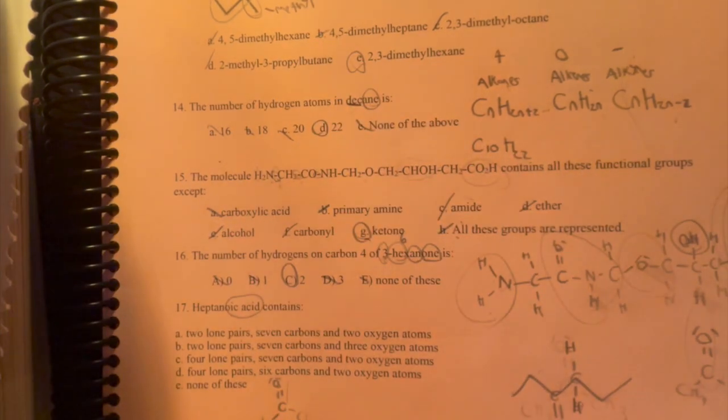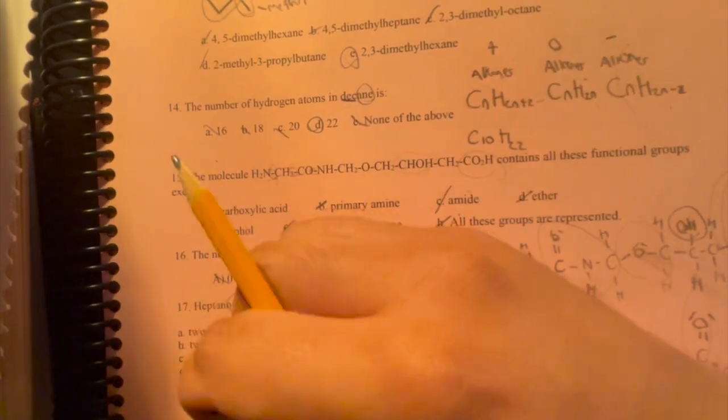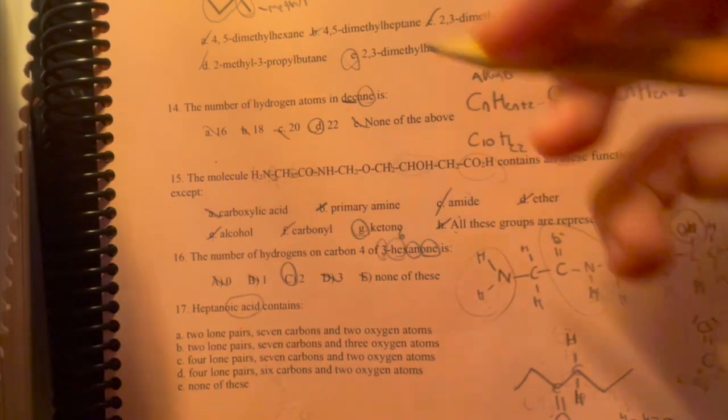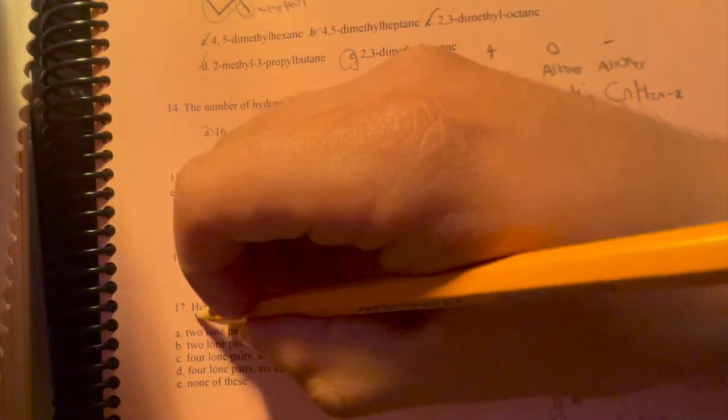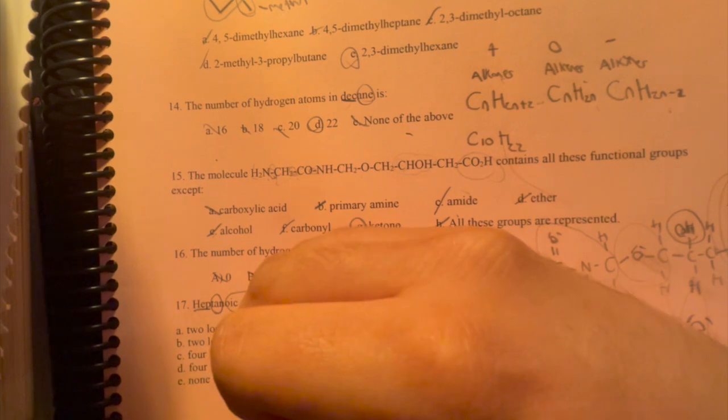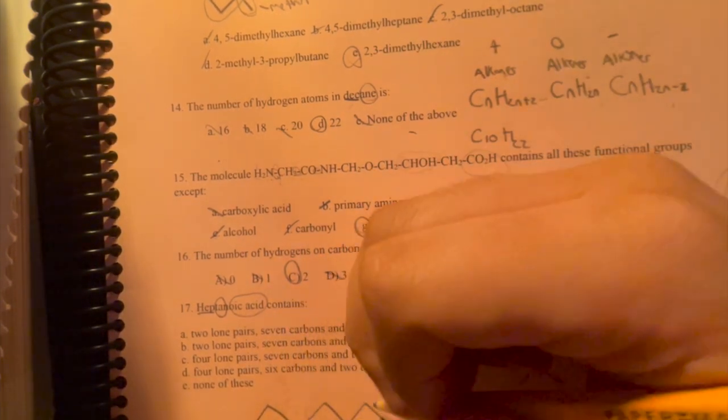Okay, so heptanoic acid, it has a carboxylic acid, right? The longest chain is 7. The "-an" tells us that it's an alkane. So let's see, 1, 2, 3, 4, 5, 6, 7. 1, 2, 3, 4, 5, 6. Okay, cool.